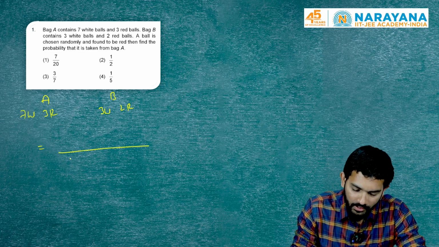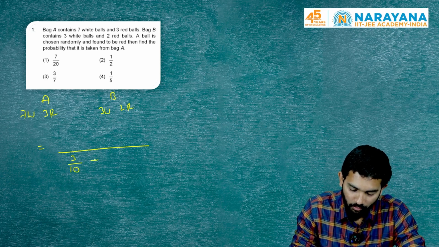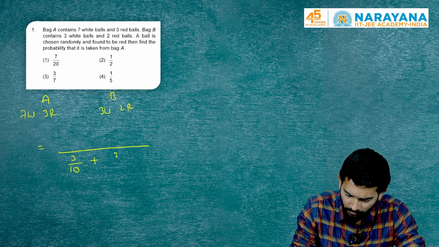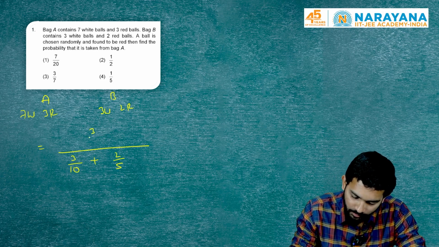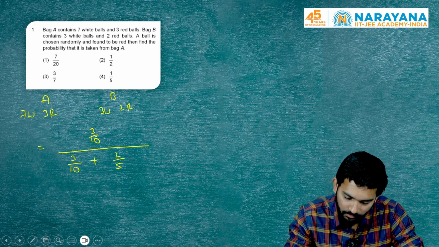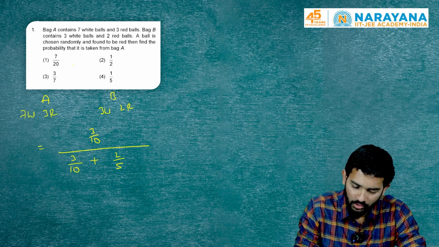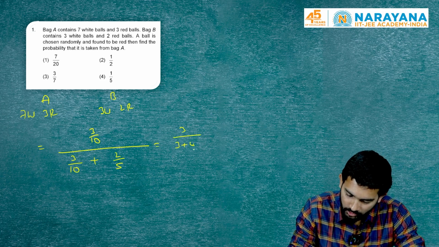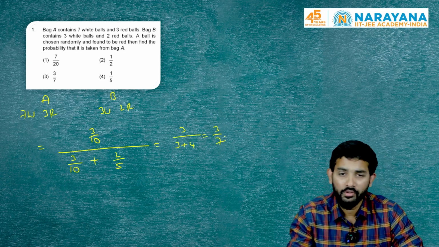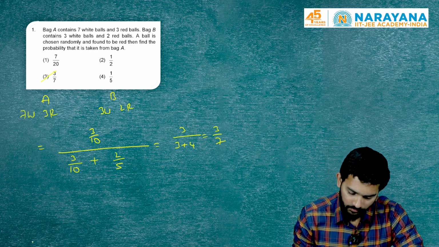So it can be from bag A or bag B. The probability of getting a red ball from bag A will be 3 by 10, 3 red balls, total balls will be 10. Getting a red ball from bag B will be 2 by 5. Now you have to write 3 by 10 here because he is asking the probability that it is taken from bag A. Since it is Bayes theorem, we are writing the total probability here, and whatever condition is mentioned, that we are taking into the numerator. So this will be 3 by 3 plus 4, which is 3 by 7. So the answer will be option 3, which is a direct question from probability.